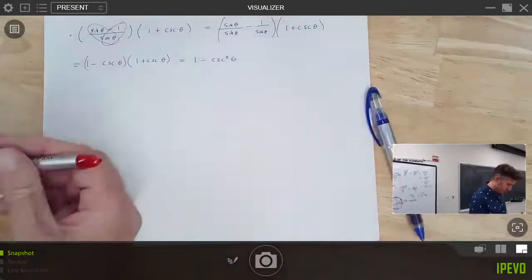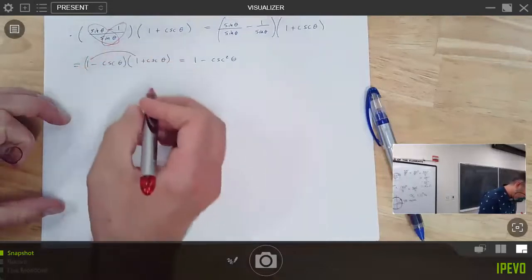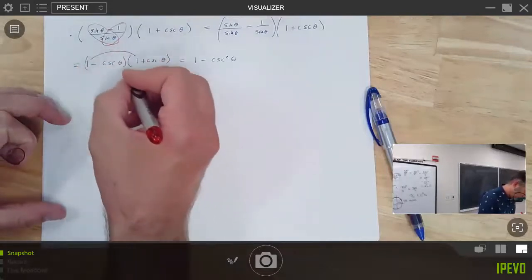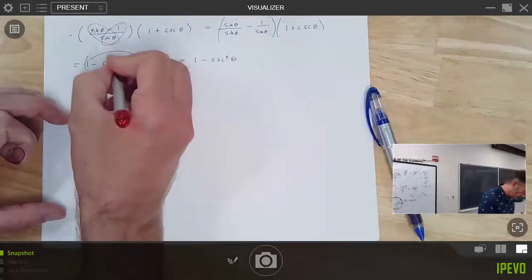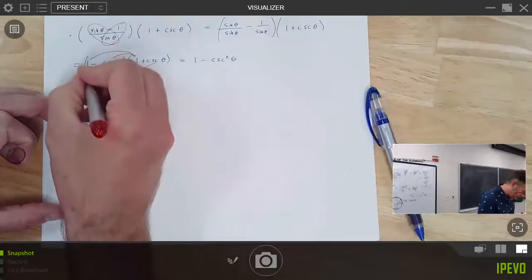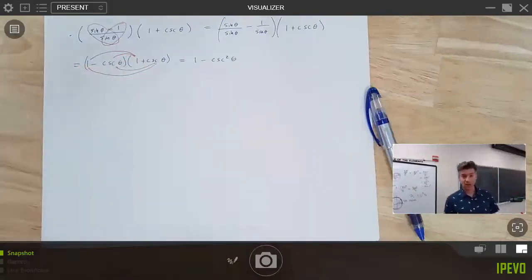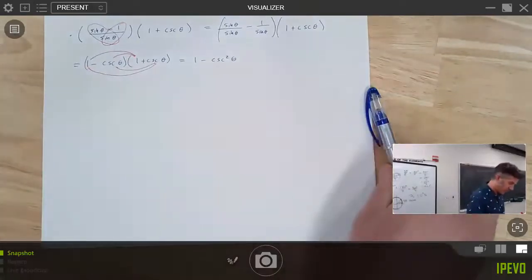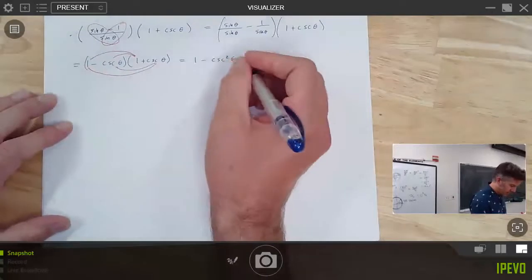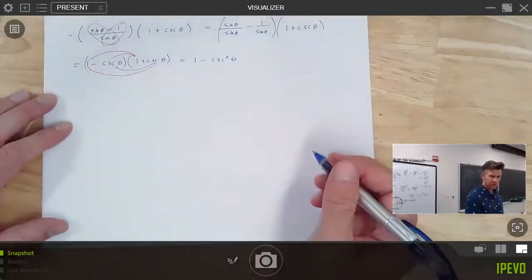Right? The 1 times 1 is from there. And the minus cosecant times cosecant is there. And then the minus cosecant times 1 and the positive 1 times cosecant, that would give you a negative cosecant plus cosecant, which would cancel out. So we don't write them down. And then negative 1 minus cosecant squared theta is equal to, what is it equal to?